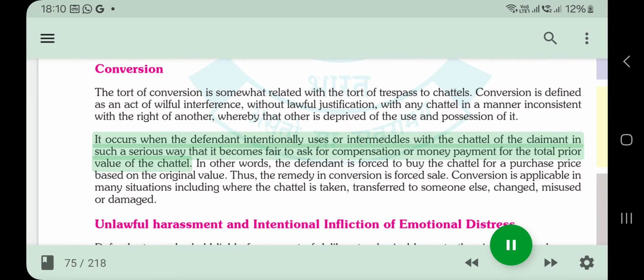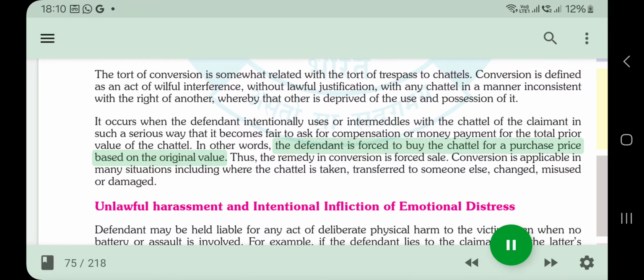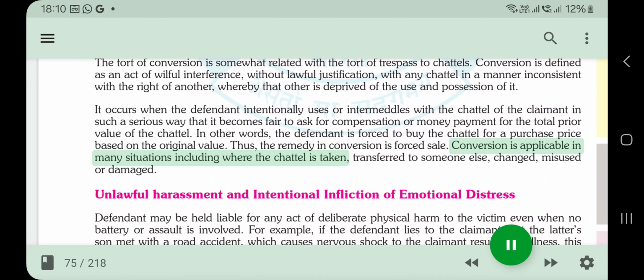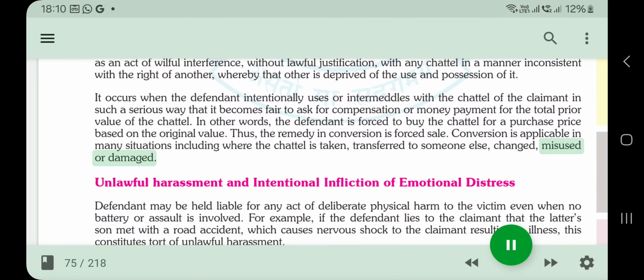It occurs when the defendant intentionally uses or intermeddles with the chattel of the claimant in such a serious way that it becomes fair to ask for compensation or money payment for the total prior value of the chattel. In other words, the defendant is forced to buy the chattel for a purchase price based on the original value. Thus, the remedy in conversion is forced sale. Conversion is applicable in many situations, including where the chattel is taken, transferred to someone else, changed, misused, or damaged.